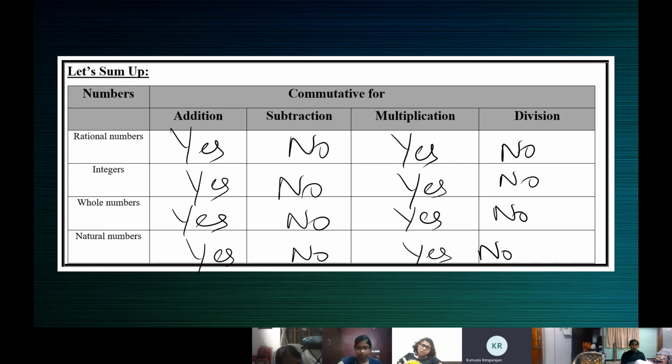So I showed you the final table for associativity, and the final table for commutativity is the same. In both associativity and commutativity, it works for addition and multiplication, but not for subtraction and division.